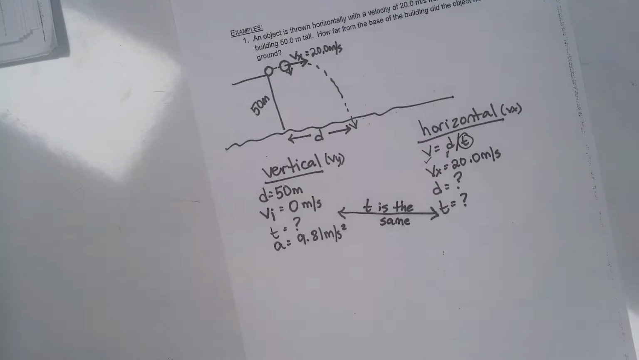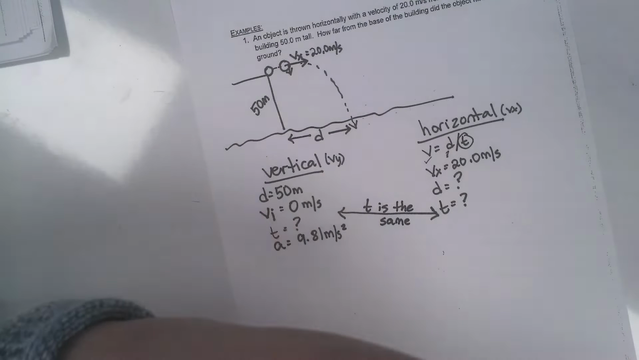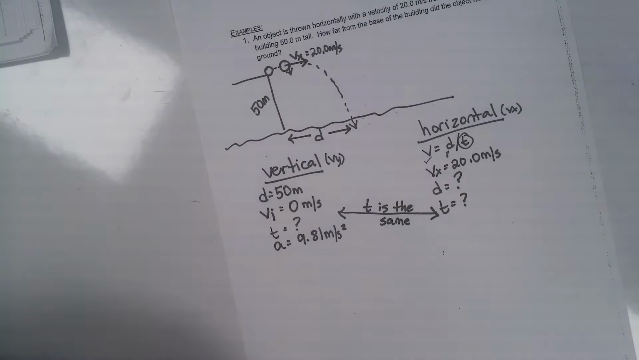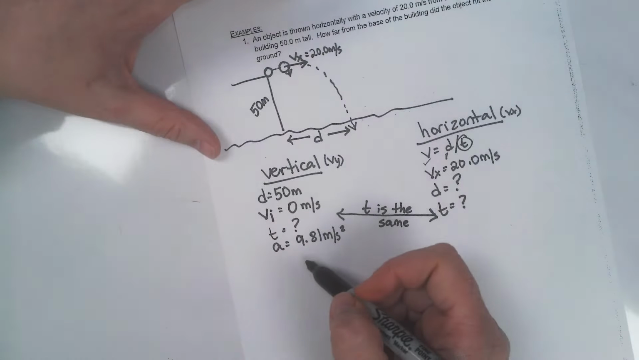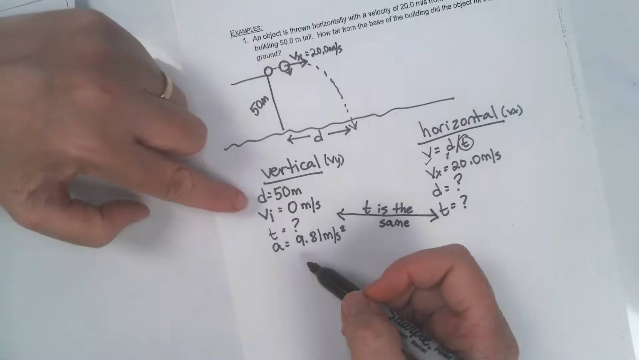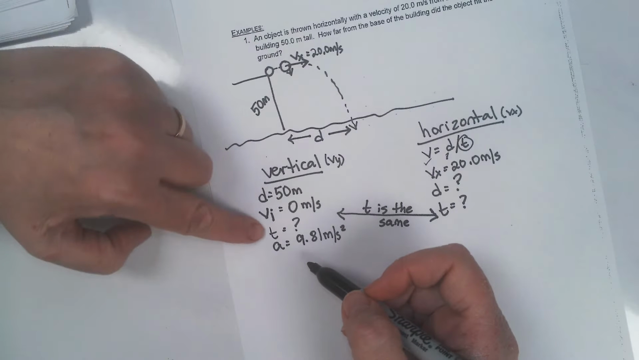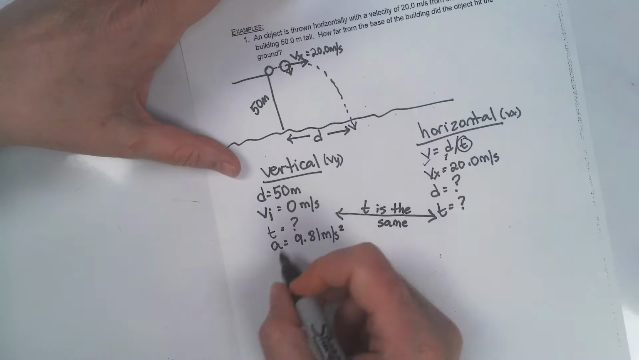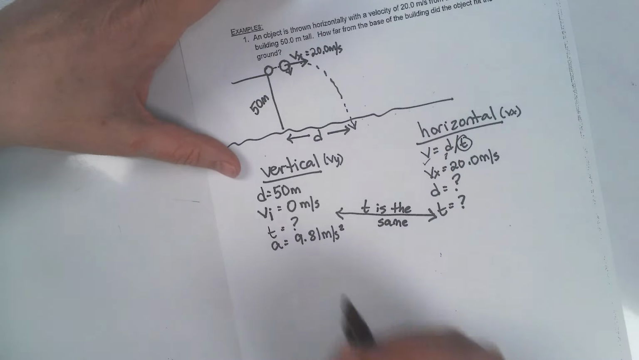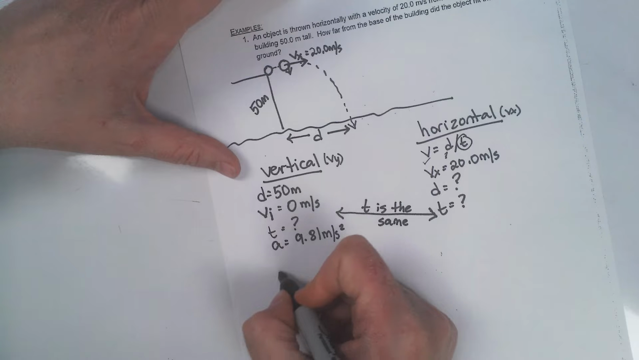It doesn't matter if I launch it straight out this way, eventually by the time it hits the ground, whether it's traveling horizontally or vertically, it's the same amount of time. And so we need to solve for time out of this particular equation. We have D, VI, T, and A. So we need to look at what equation would help me solve for time. And it's this particular one.